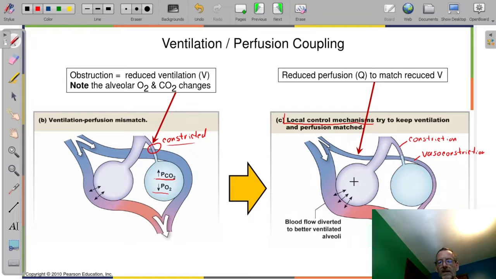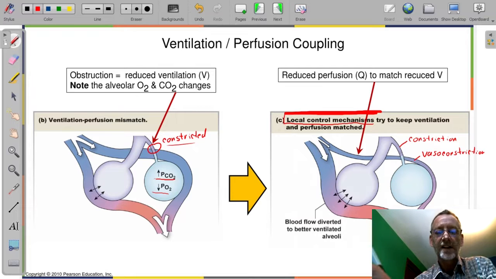And the next slide that we look at, and I believe this is the last slide of this entire module, is looking at the local control mechanisms. How do we regulate the bronchial diameter and the arterial diameter at the capillaries? Because either one could change. We could reduce perfusion, and then we would need to reduce ventilation. So let's go to the last slide.